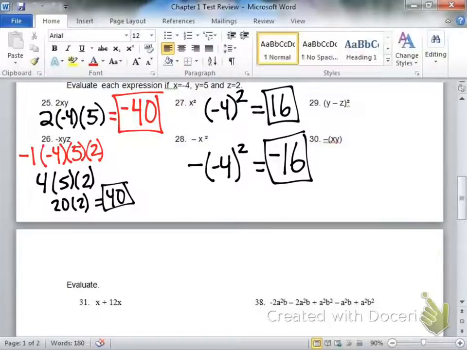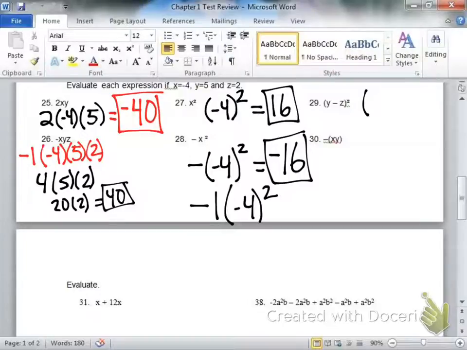Again, you can kind of treat it like we did on 26. If you want to write that as a -1 times -4 squared, that might help you keep it straight as far as order of operations goes. So that is up to you. Any negative out in the front, you can always change it to a -1 if it helps. All right, let's just keep rolling with this.